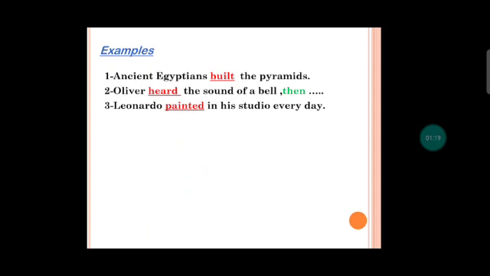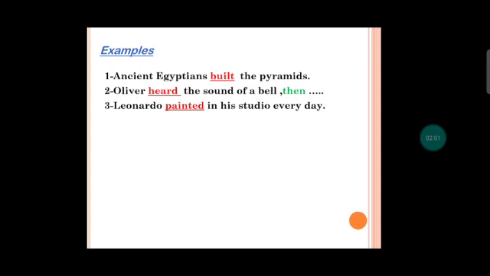Leonardo painted in his studio every day. There's a word called every day, and we said before that every day expresses present simple. No, not all the time. We can use sometimes, usually, always, often, every, in the past and in the present. There is no keyword for a specific tense except for the keywords that express the past simple tense: yesterday, last and ago.